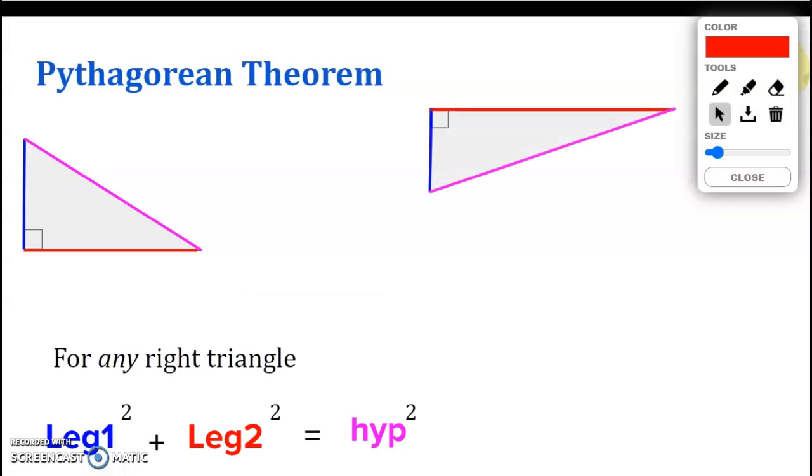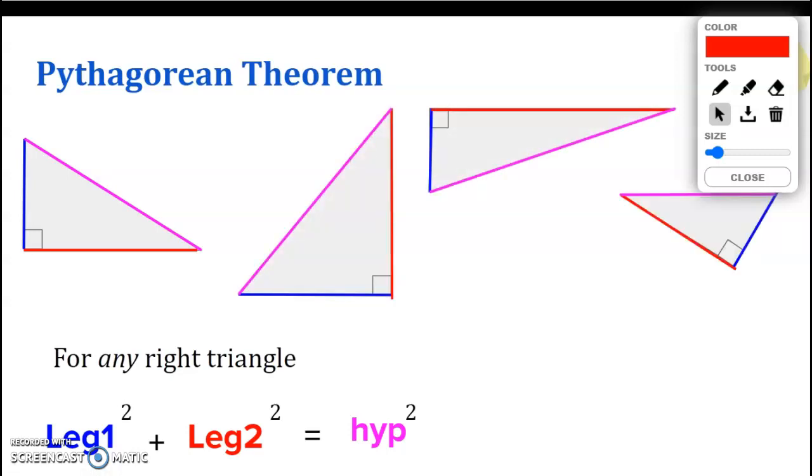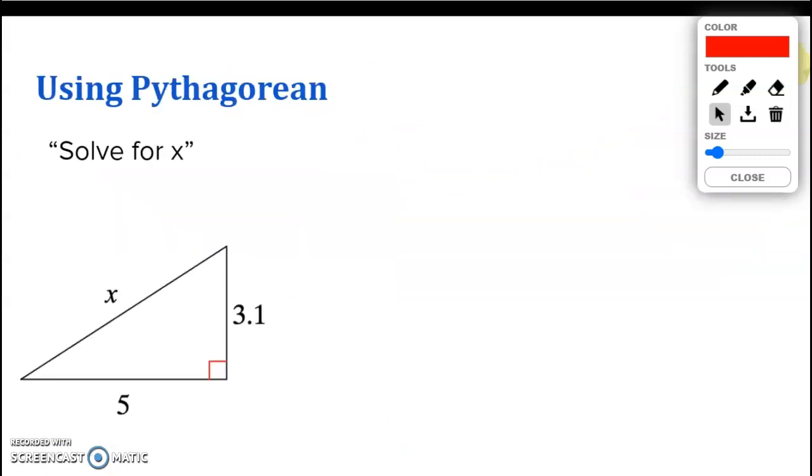And this applies to any shape of right triangle. Notice that it doesn't matter whether it's a skinny one, or more of equal length, or whatever the shape. As long as one of the angles is a right angle, and therefore it's a right triangle, the Pythagorean theorem is always satisfied. So to solve using the Pythagorean theorem, if I'm trying to find the length of x, and I know one leg is 3.1 and the other leg is 5, how do I do that? Well, the Pythagorean theorem says that leg 1 squared plus leg 2 squared is hypotenuse squared.